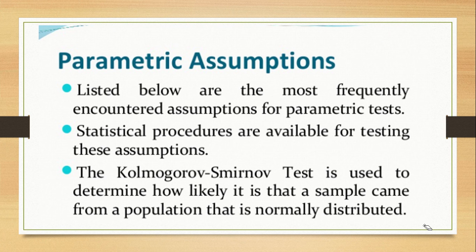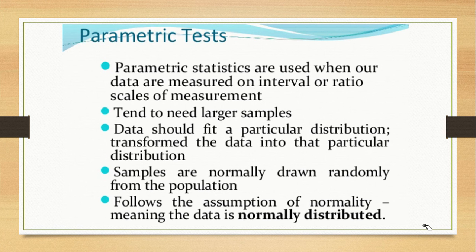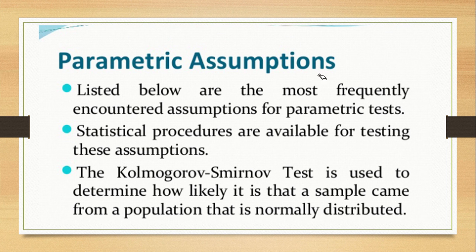The parametric assumptions listed below are the most frequently encountered assumptions for parametric tests. Statistical procedures are available for testing these assumptions. The Kolmogorov-Smirnov test is used to determine how likely it is that a sample came from a population that is normally distributed.